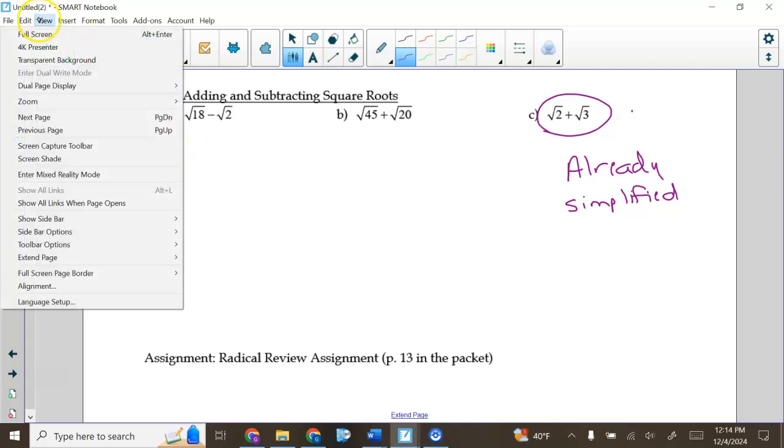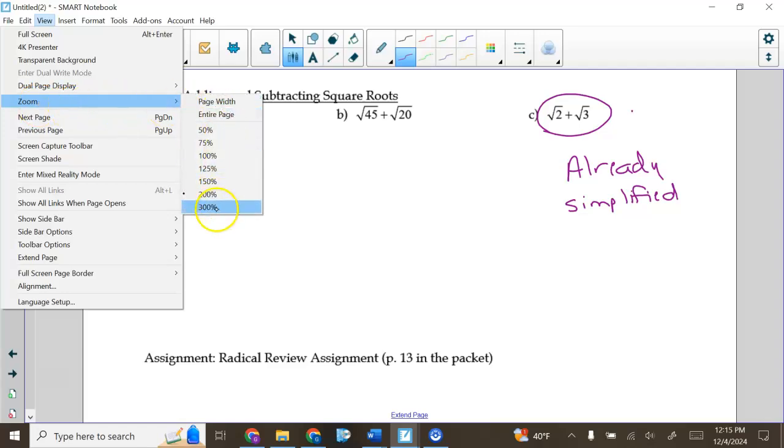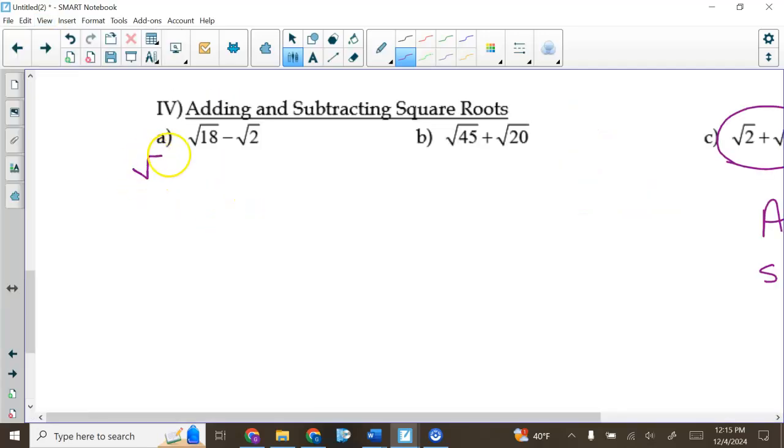that square root of 18. We can break apart that square root of 18 by doing square root of 9 and 2, so square root of 9 times square root of 2. This one stays how it is. So we get 3 times the square root of 2 minus the square root of 2.